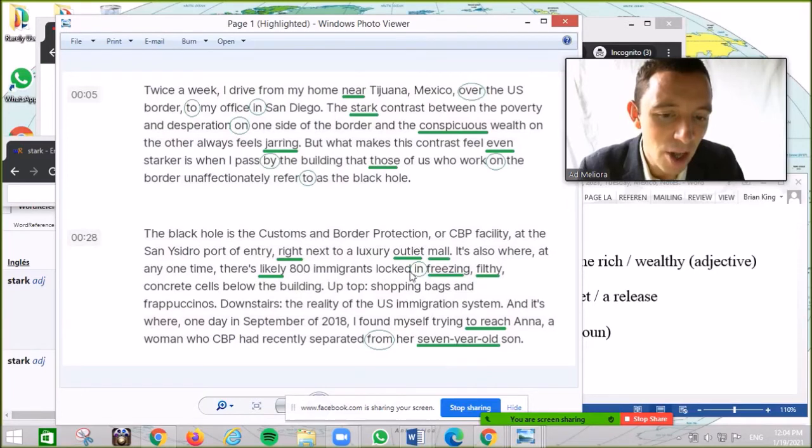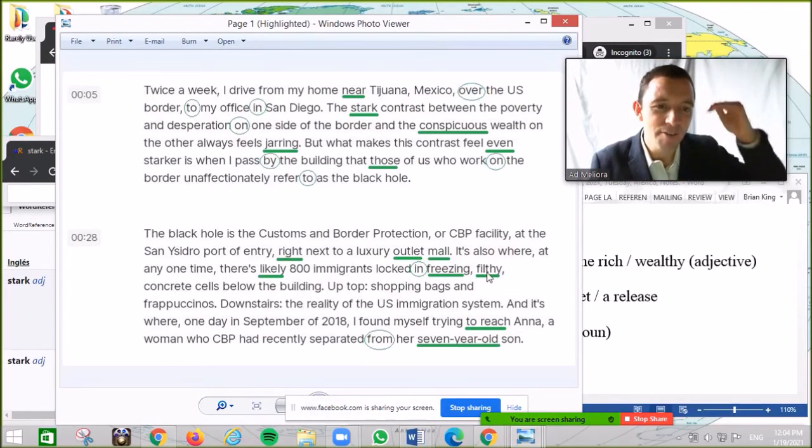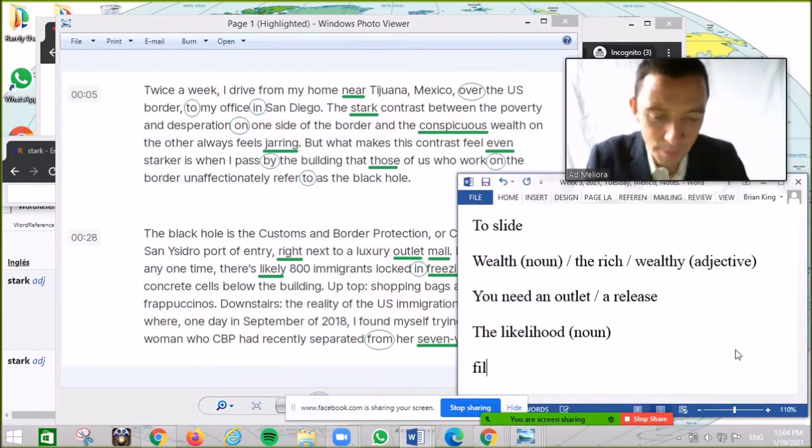800 immigrants locked in. So in is connected with the cell. So the preposition in is connected with the cell. Lock is with the door. Freezing is very, very cold, really cold. Freezing and frozen. Filthy, muy sucio, very, very dirty. So you have dirty, and filthy is más. Okay, very good adjective. Filthy, very dirty.